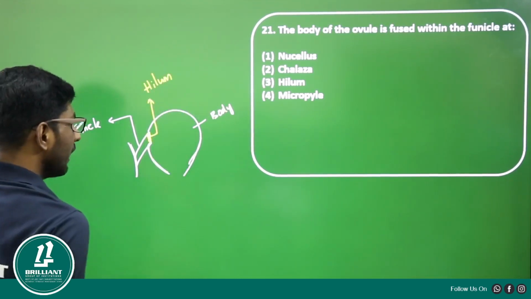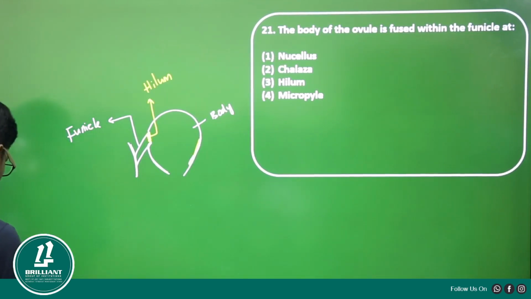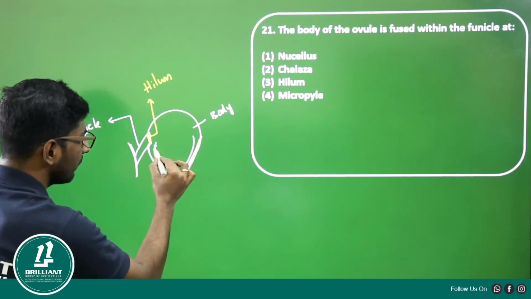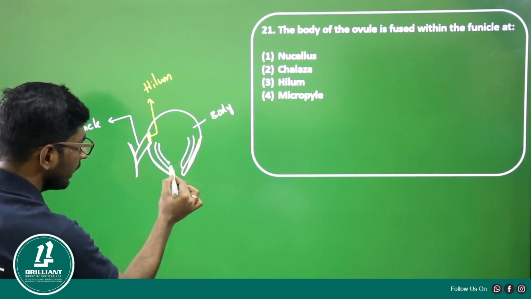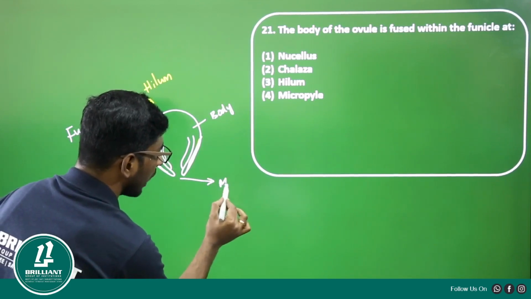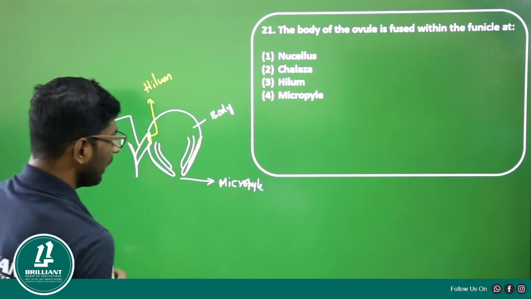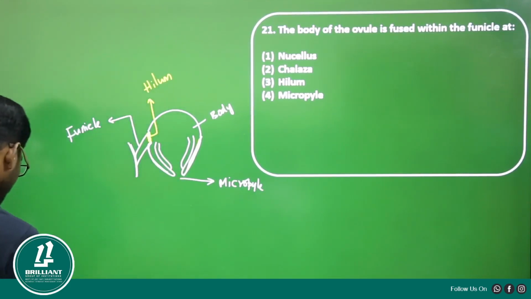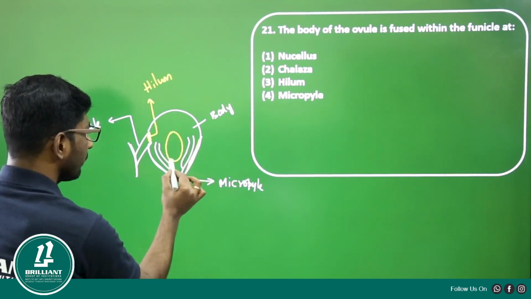Hilum, right? Next, this is the angiosperm ovule here. It is surrounded by 2 integuments. It is bi-integumented, right? So look at here, bi-integuments. And wherever the integuments are not present, this opening is known as micropyle. So inside this ovule, the embryo sac is present, right? So this is the embryo sac here.